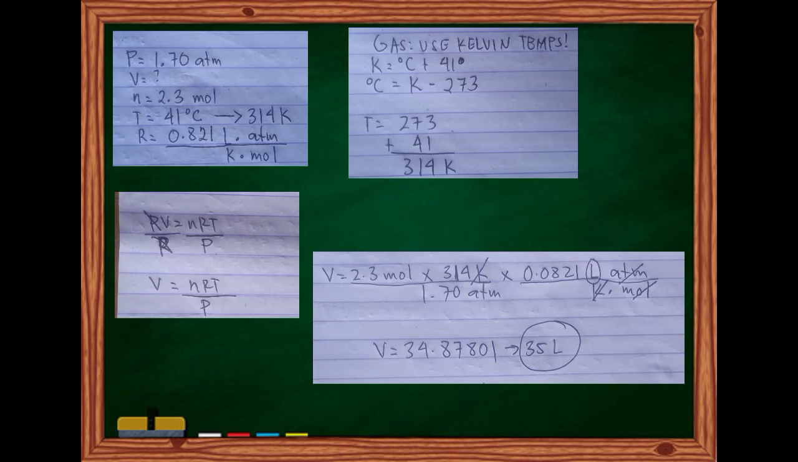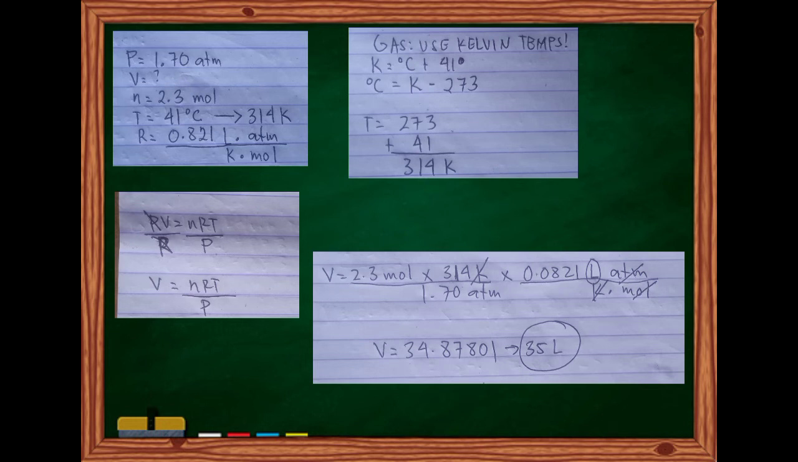Now we have all of our units set up here. Moles up here, moles down there, atm down here, atm up there, and Kelvin, all cancel out. It means we're only left with liters. That makes sense because we're looking for the volume. Now it's time to put this math into the calculator. I'm going to type 2.3 times 314 times 0.0821, all of that divided by 1.70. The answer I get is 34.87801.